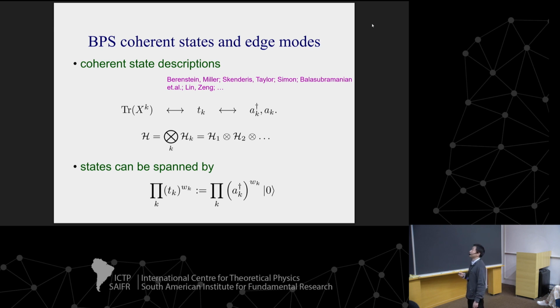There are other types of coherent states with different interpretations. These coherent states have been constructed by Berenstein-Miller and by alternative methods by Skenderis and Taylor, and by Simons, Balasubramanian, and collaborators. Here, for example, we can consider trace operators, trace X^k, and label them as T_k. They have a creation operator A_k dagger, which creates a trace state.